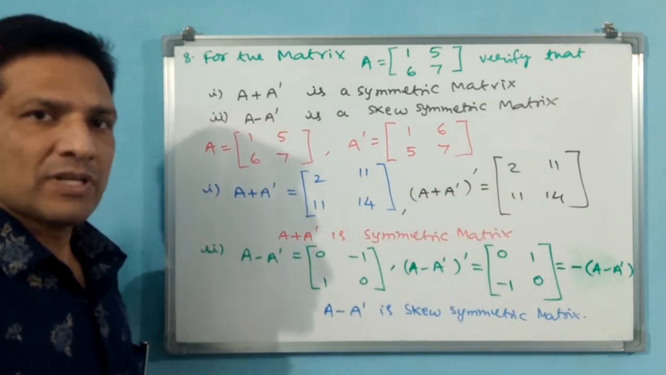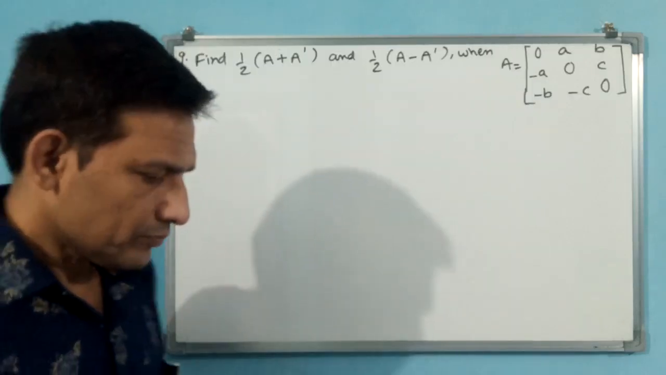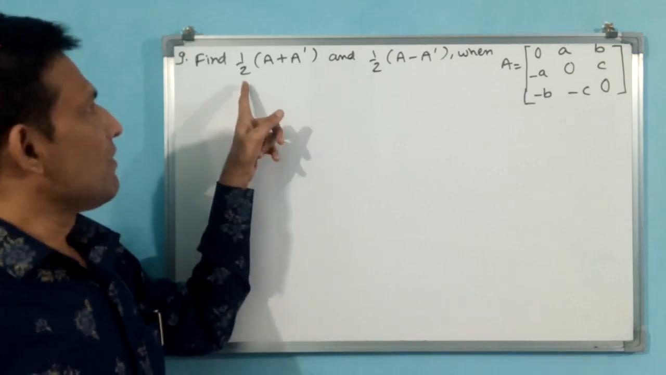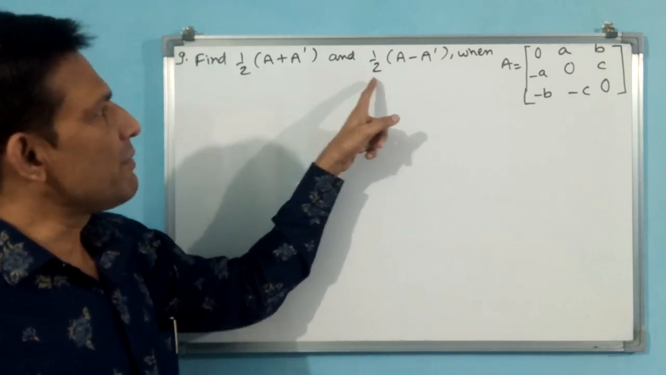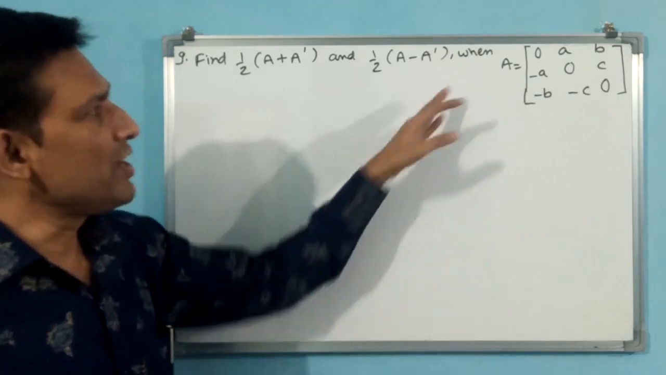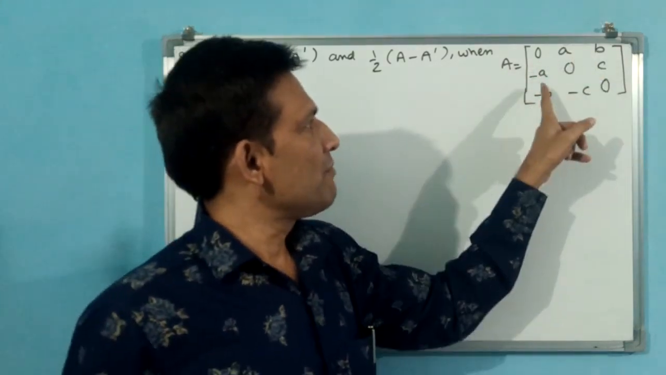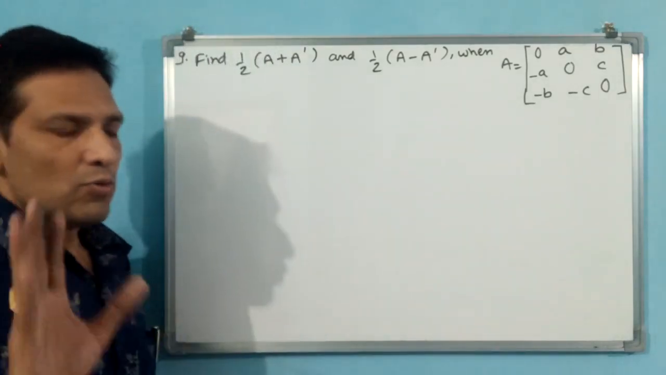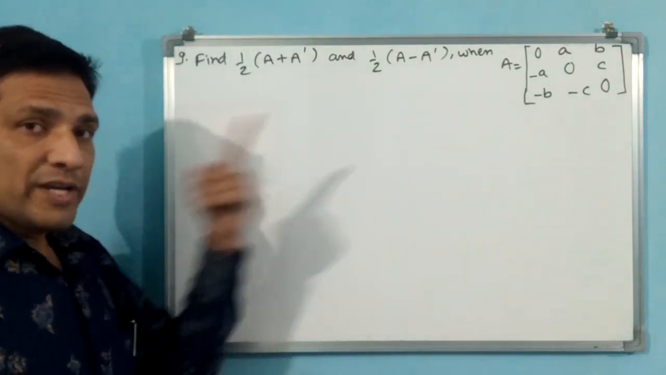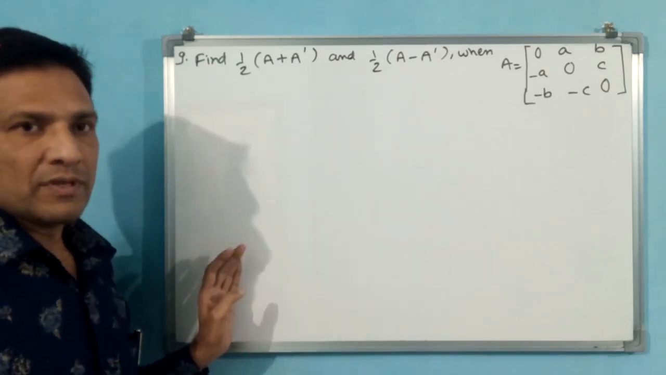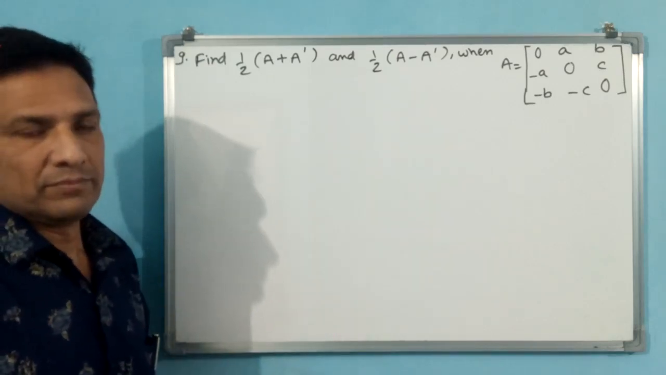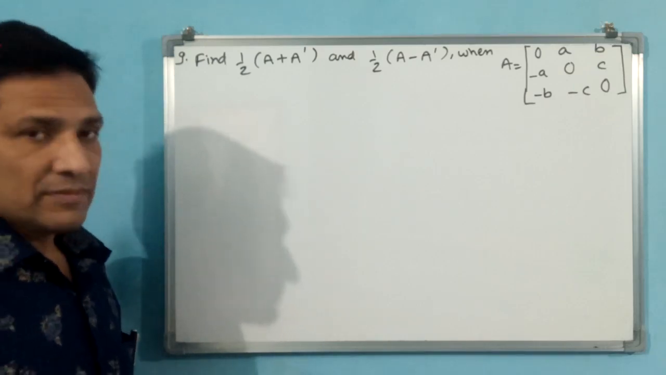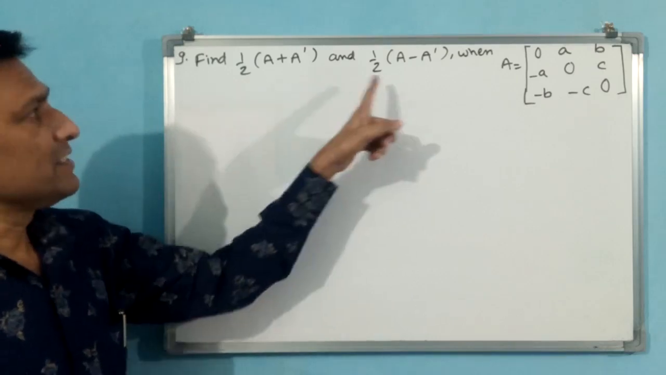We have finished this 8th question. Let us go for the 9th question. See the 9th question. Find 1 by 2 into A plus A transpose and 1 by 2 into A minus A transpose when A is equal to 0 a b, minus a 0 c, minus b minus c 0. Here 2-3 things we will discuss. Any matrix can be shown as the sum of symmetric and skew symmetric matrices. One theorem we have studied. For that theorem, this is symmetric and this is a skew symmetric matrix.